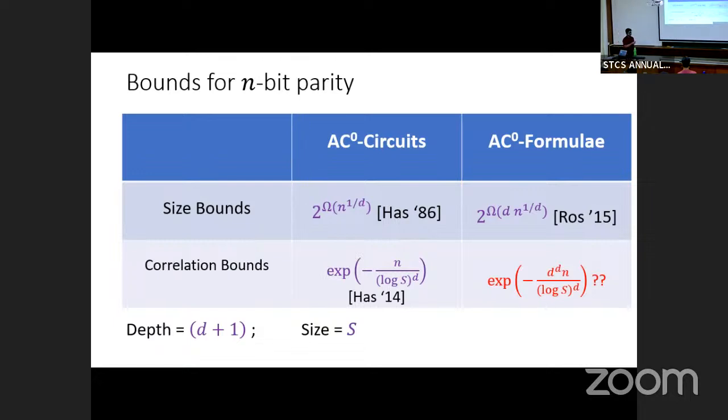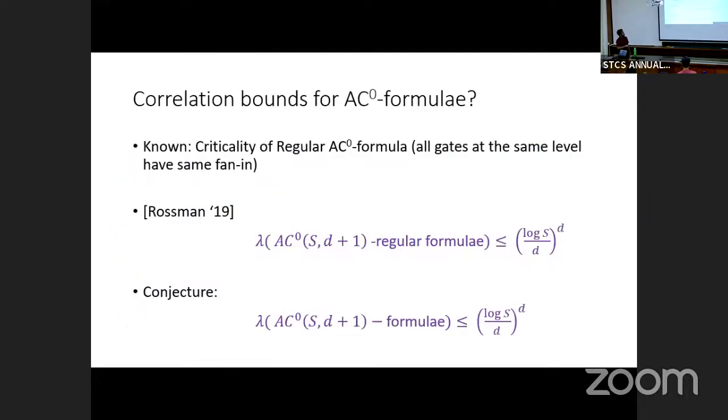So even if these quantities look a little mysterious, if you were to just say the conjecture in terms of criticality only, even if the correlation bounds seem mysterious, basically the conjecture is that for AC0 formulae, the criticality looks like this: log s by d, whole. So this was known already for regular formulae due to Rossman in 1990. Regular just means that all gates at the same level have the same fan-in.